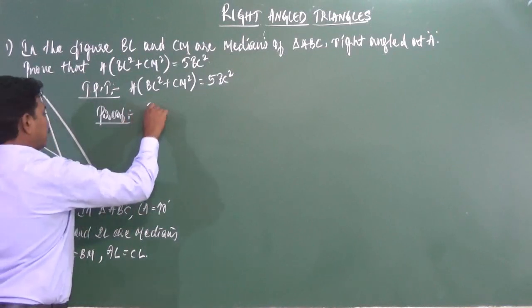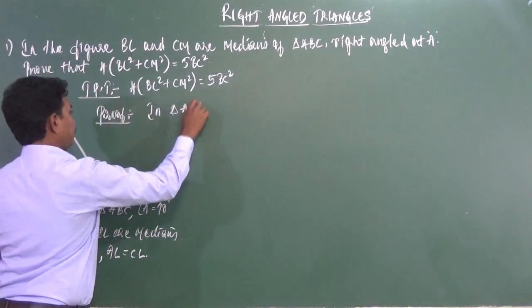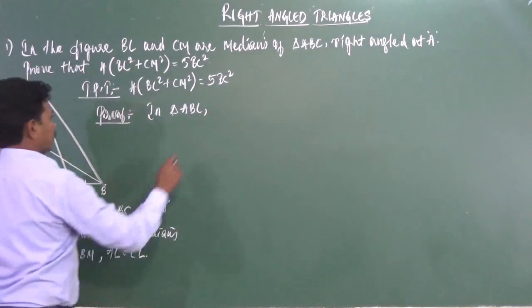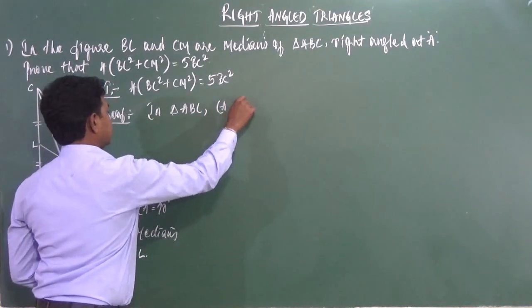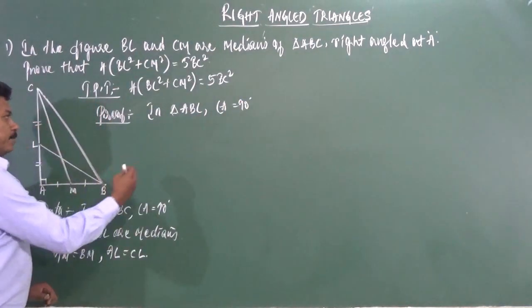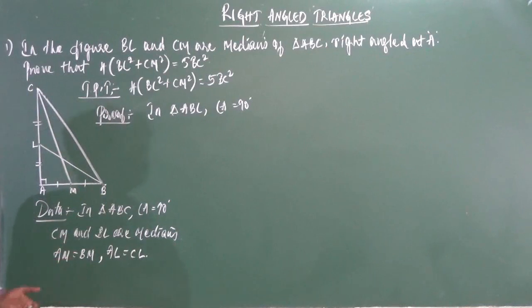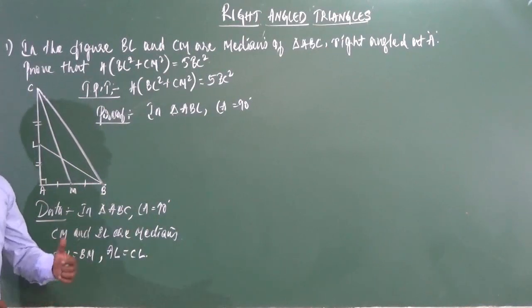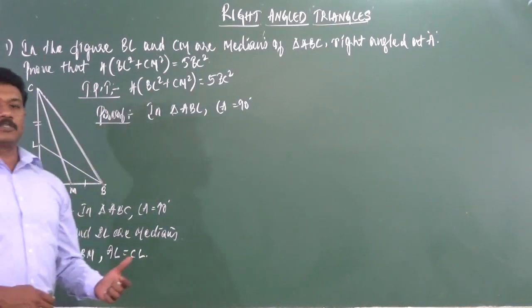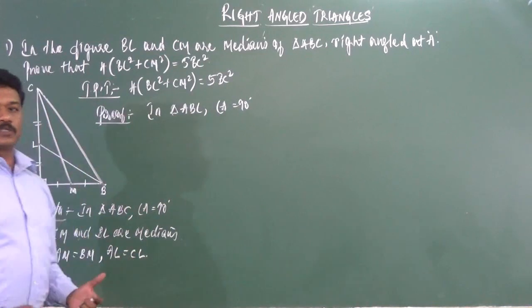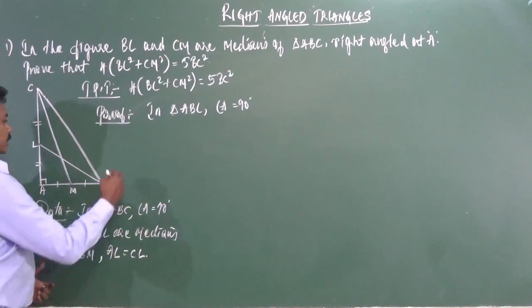So in triangle ABL, angle A is equal to 90 degrees. So by applying Pythagoras theorem, we know that the square on the hypotenuse of the right angle triangle is equal to the sum of the squares on the other two sides. That is the Pythagoras theorem.